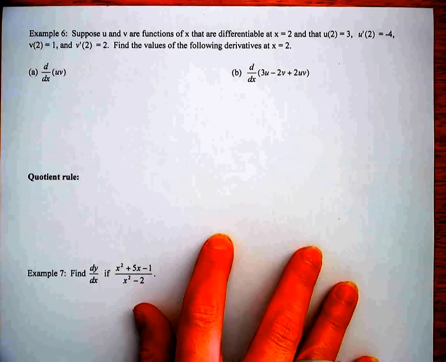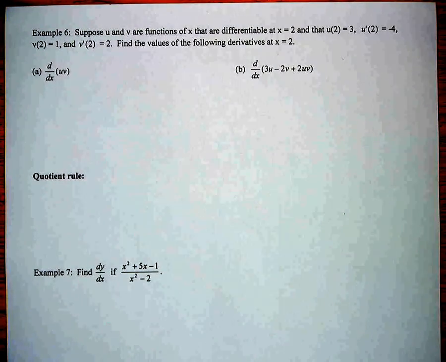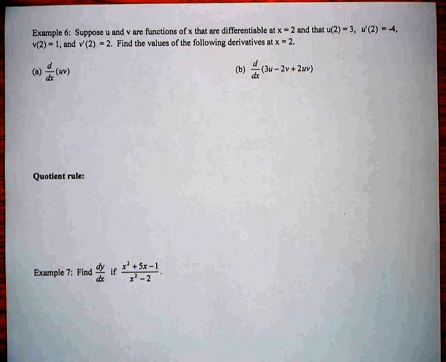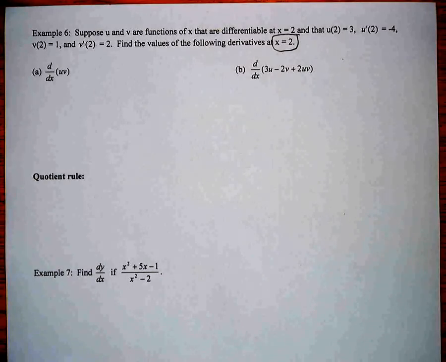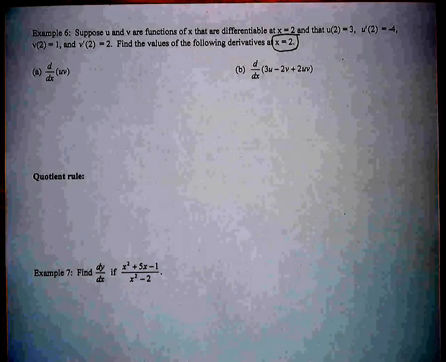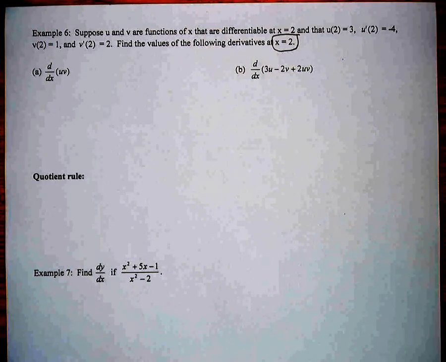Let's move on to a problem like this, example 6, a very classic sort of AP type question, because it doesn't tell you what u and v are. It just gives you the values of their original functions and their derivatives at x equaling 2. And so what this is testing is to see if you know the rule in its general form. It wants to just know, do you know what the rules look like for generic functions?